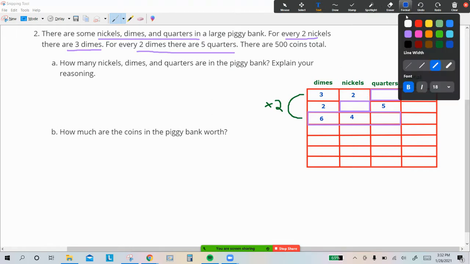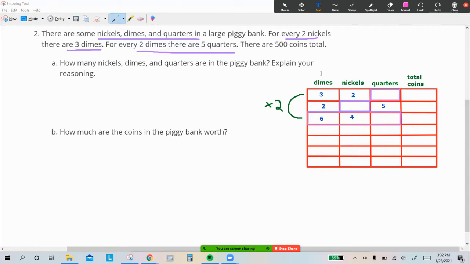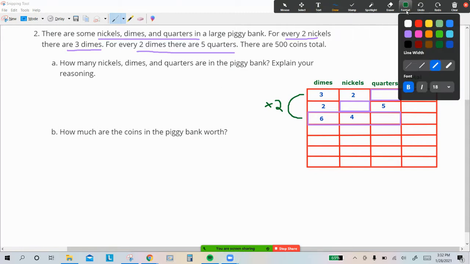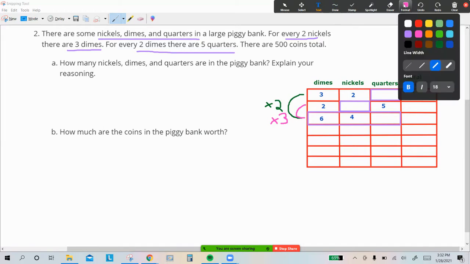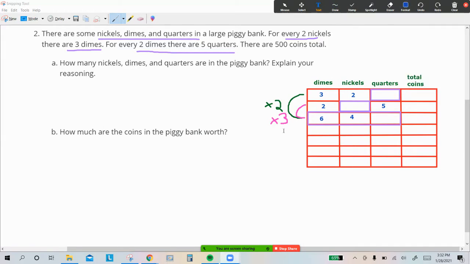So now if I'm looking at this, I want to see how do we get from 2 to 6, we multiply by 3. So we're tripling the second row to try and figure out what goes in this box. So 2 times 3 is 6, 5 times 3 is 15. That's what's going to go in this third row.